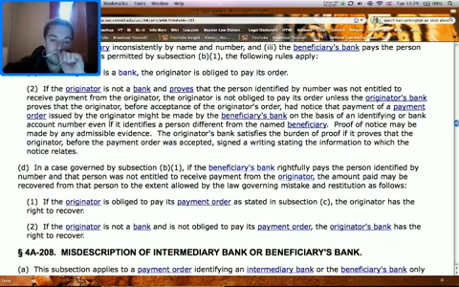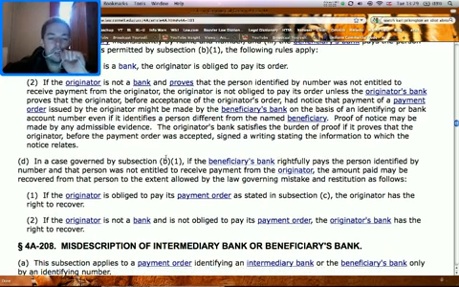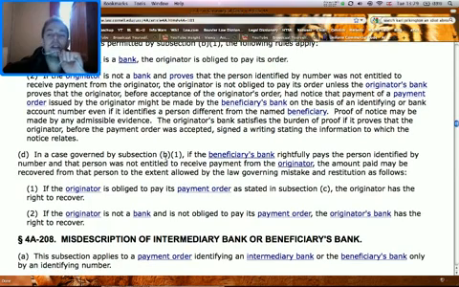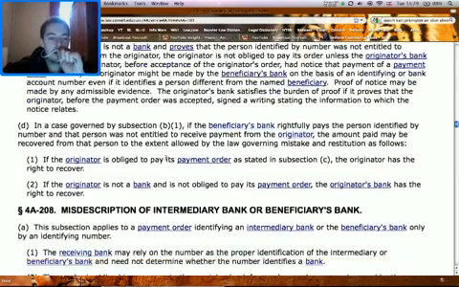The originator's bank. Oh, admissible evidence. That's an interesting term, isn't it? The originator's bank satisfies the burden of proof if it proves that the originator, before the payment order was accepted, signed a writing stating the information to which the notice relates.